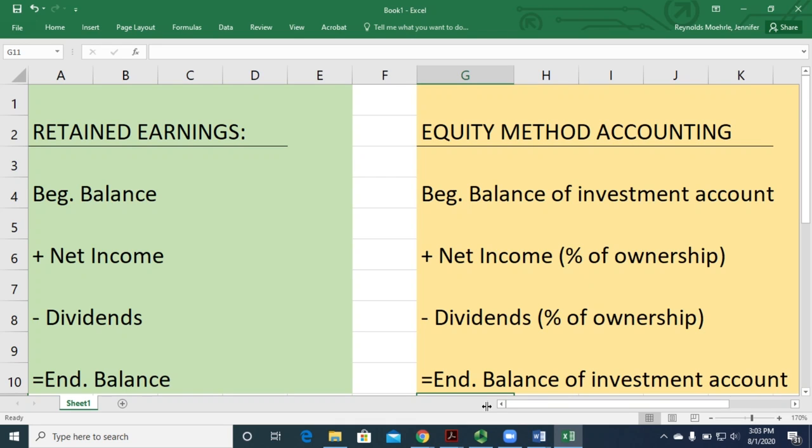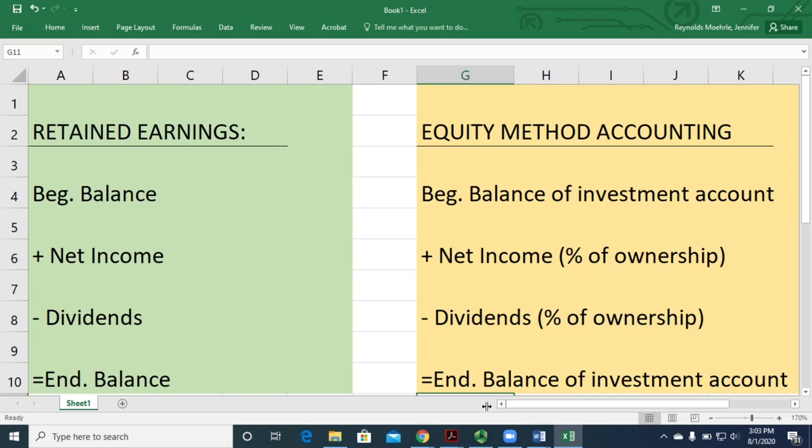Remember that making a profit or not is not the same as paying out cash. So this entry will not include cash. It will only include the equity method investment account and either an investment income or an investment loss account on the income statement.